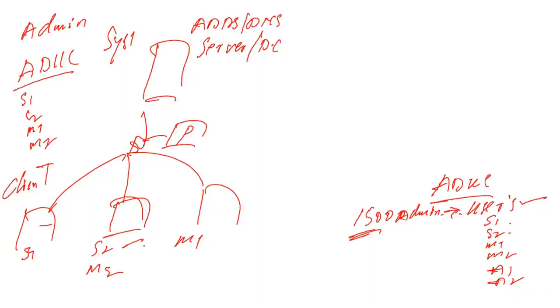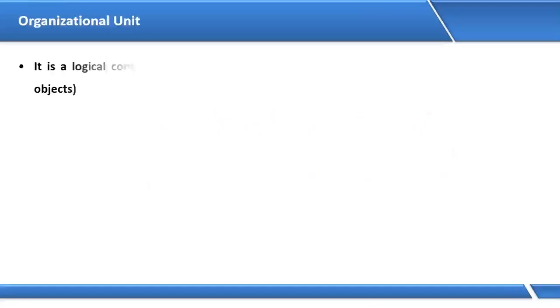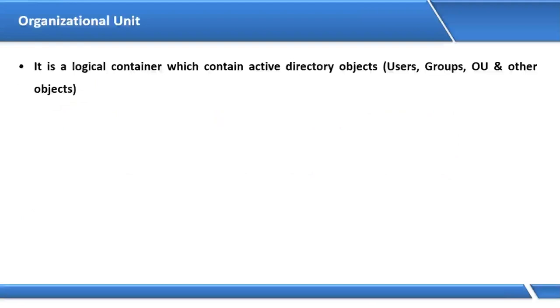So that's why Microsoft says in the slide, an OU is a logical container which contains Active Directory objects. Inside the OU, we can create the users. Inside the OU, we can create the groups also. Remember here, an OU is a container. Inside the OU, we can create the users, we can create the groups. Inside the OU, we can create one more sub OU here.